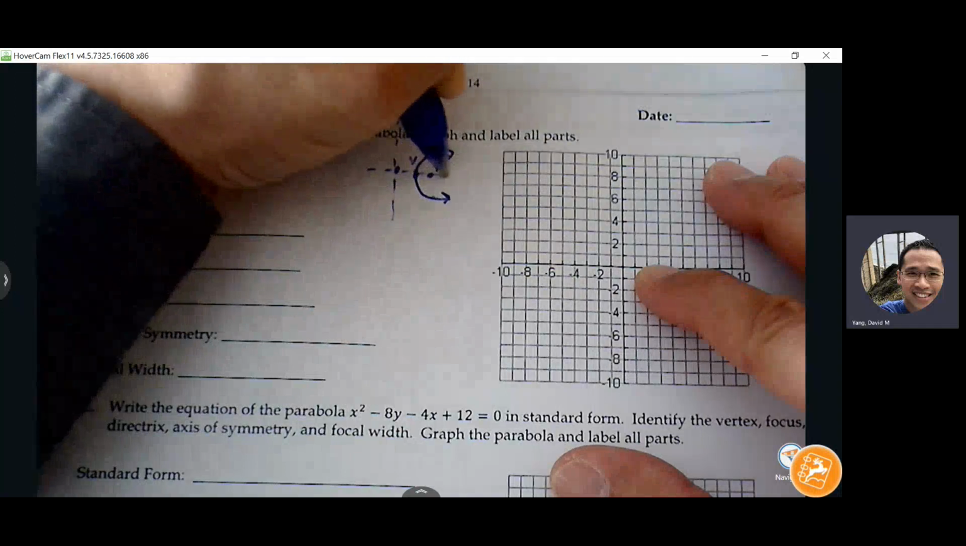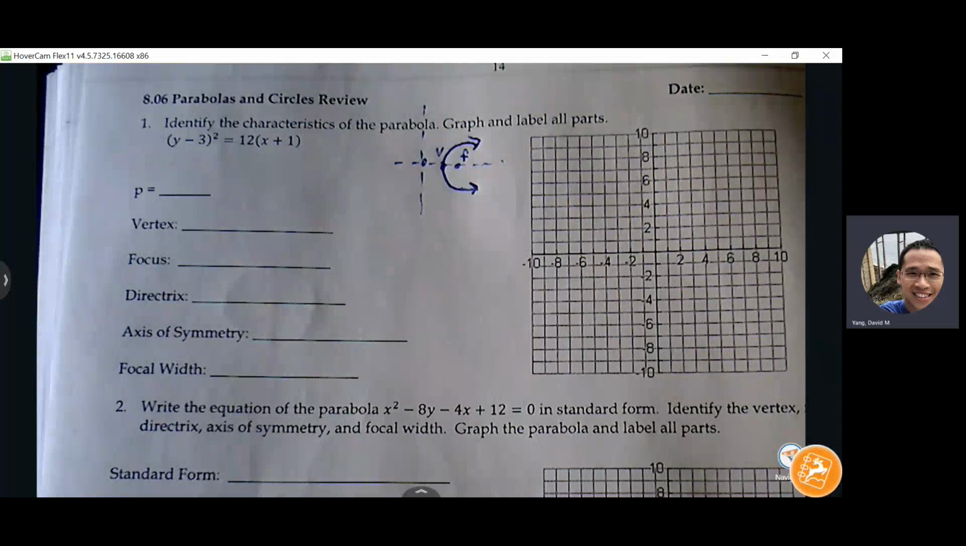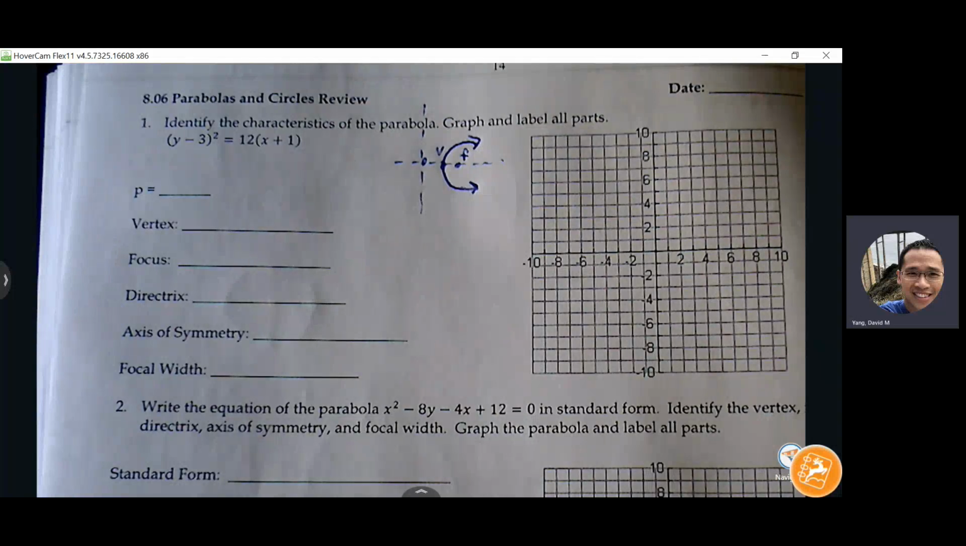Just to have a nice sketch so that you know what you need to accomplish, right? You need to find the vertex, the focus, the directrix, the axis of symmetry. You also know where they're going to be in relation to each other.